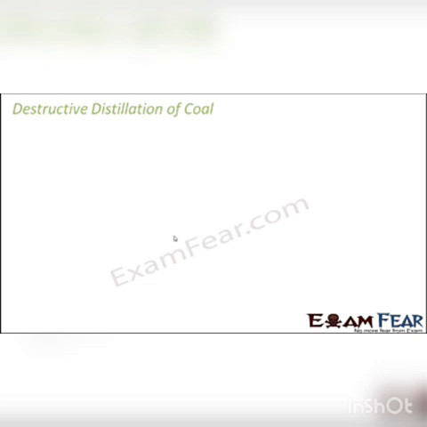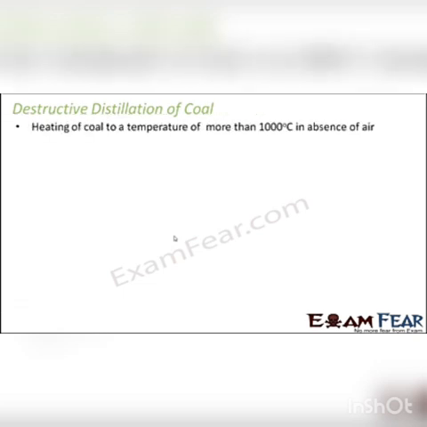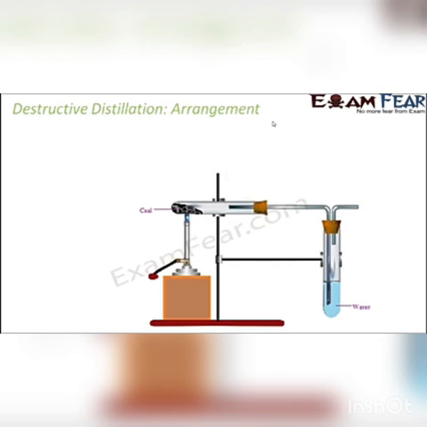Now what do we basically do here? We heat the coal to a temperature of more than 1000 degrees Celsius, and that too in the absence of air. So without air, without oxygen, we heat the coal to a very high temperature of 1000 degrees Celsius. Now what happens when we heat coal to such a high temperature in the absence of air? Let's see. We will look at the entire apparatus and how we will set it up so that we can get the various products out of coal.